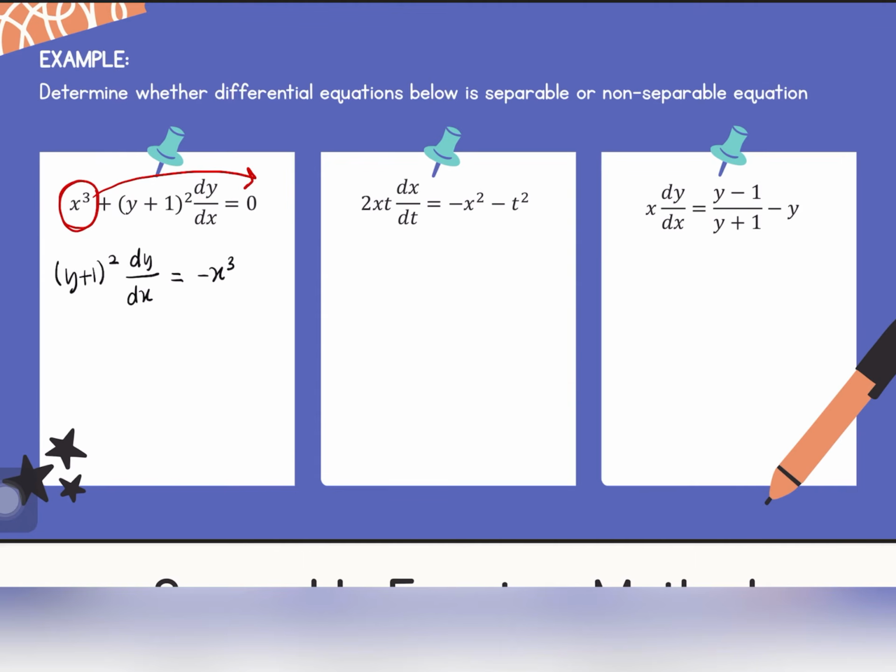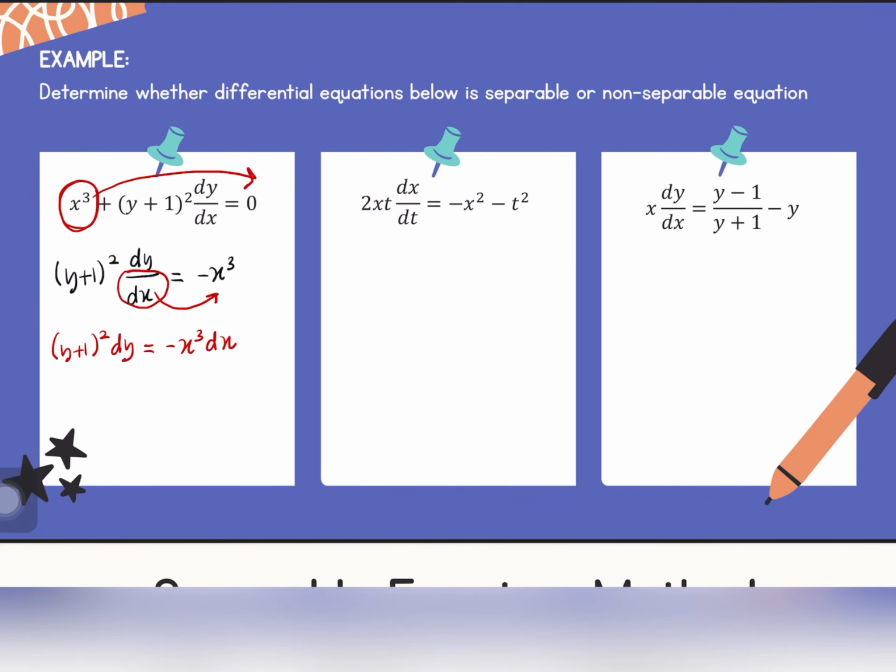Okay, and then you know that the dependent variable must sit with its derivative and the independent variable must sit with its own derivative. Therefore, we can move the division of dx. Bahagi dx, move to the right, it will be darab. Okay, bahagi move kepada right, kita akan dapat darab. Therefore, what you have here is (y plus 1) squared dy is equal to negative x cubed dx.